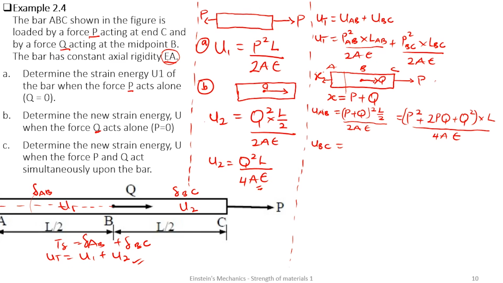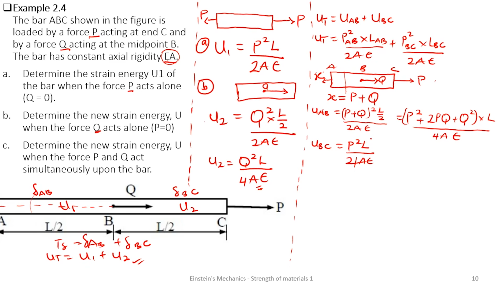BC. When I make a section through BC, I'm going to take the right hand side, and this force is going to be the force being induced in BC. The force is P, so I'm going to get the force P square. What is the length? It's also L on 2. And when I make it simple, I'm going to get L for AE.